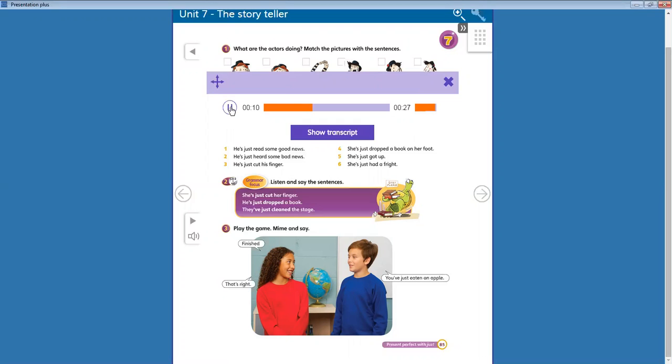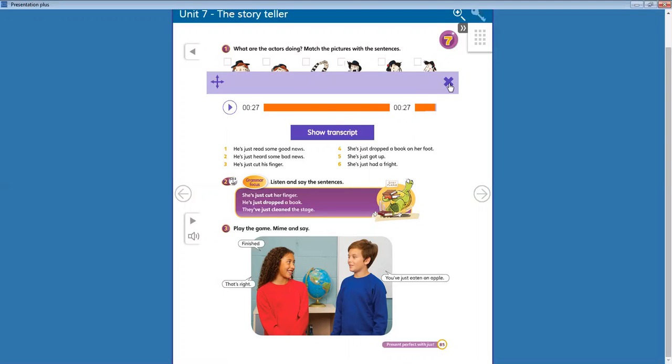She's just cut her finger. He's just dropped a book. They've just cleaned the stage.